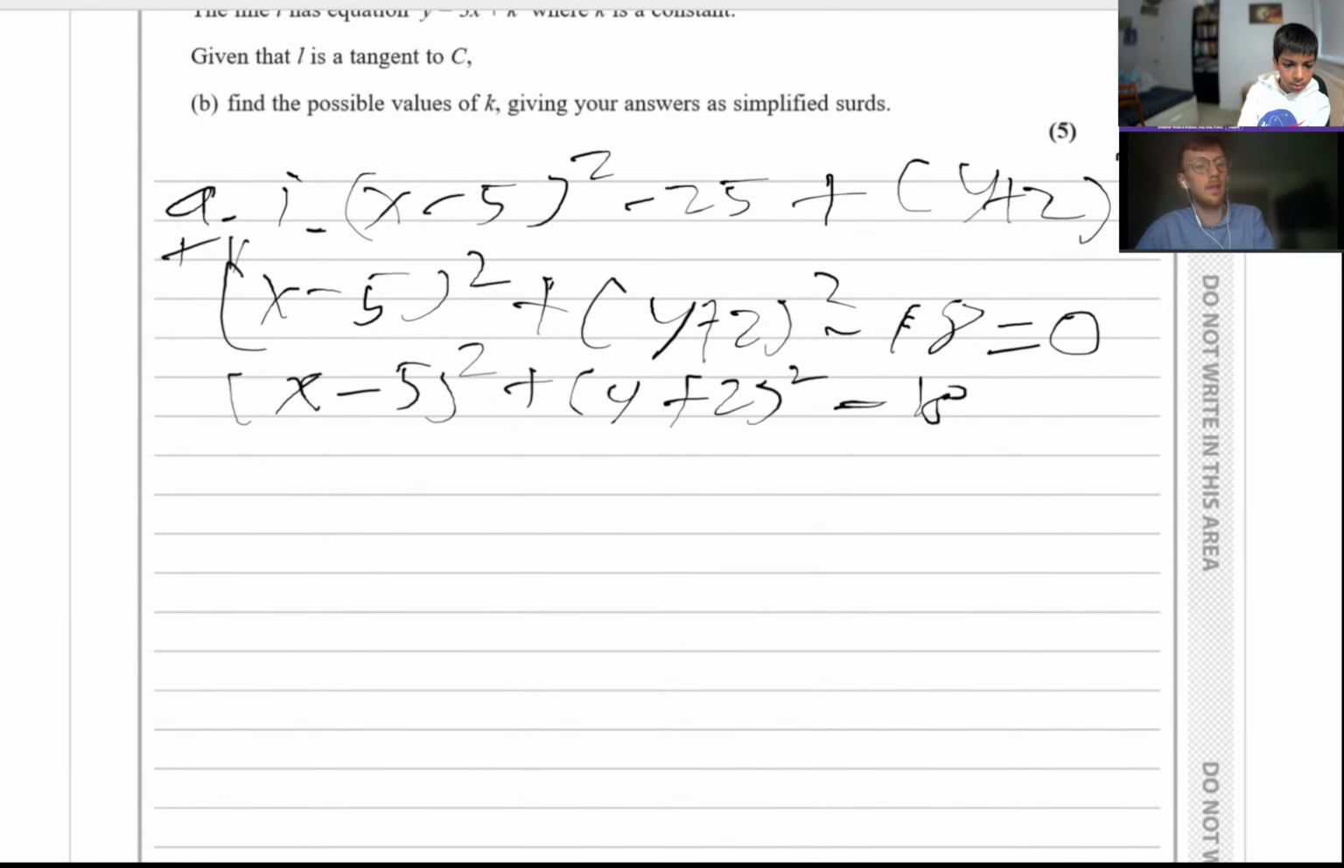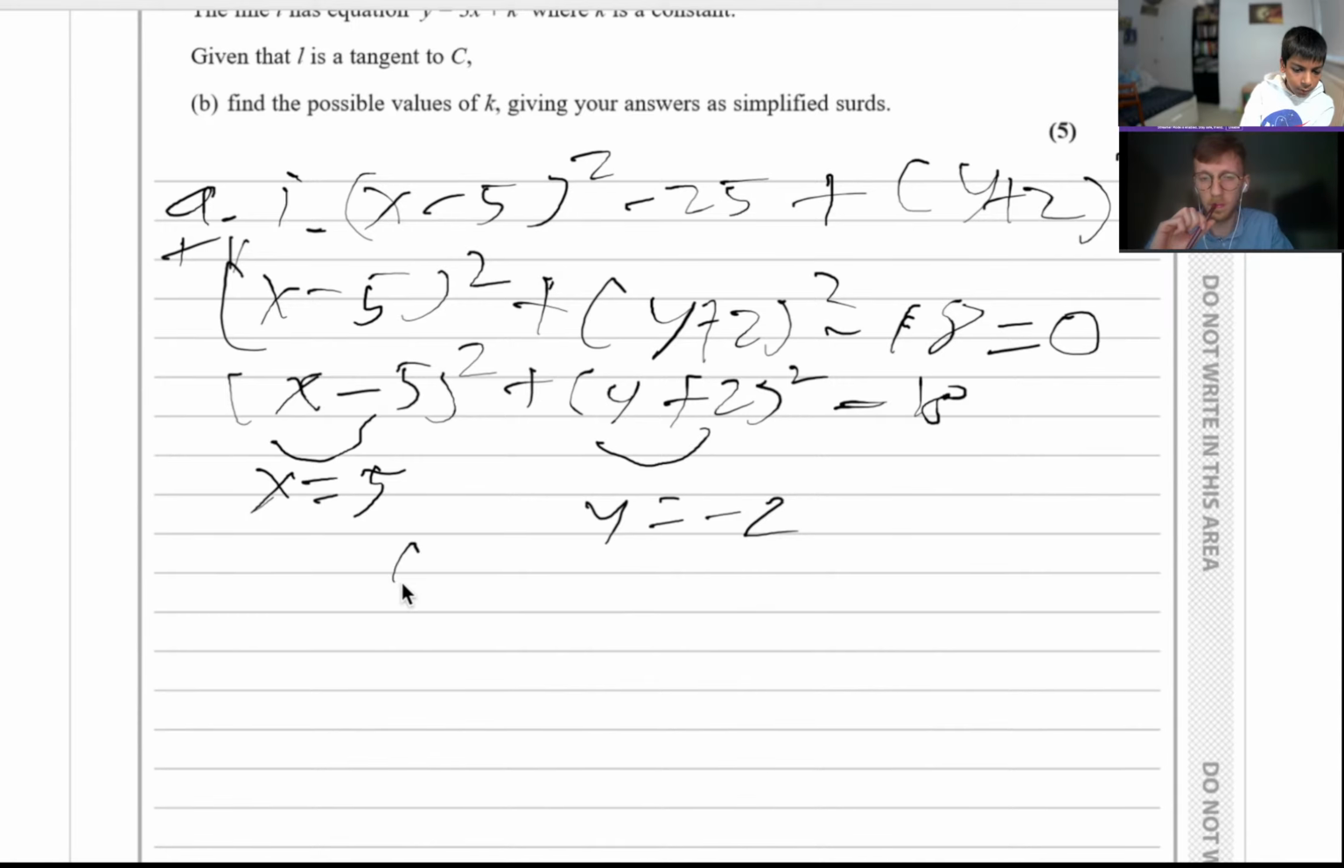Good, so now we've got it in that form, what can we do? How do we then find the centre and the radius? So the centre is just when the x minus 5 cancels out and the y plus 2 cancels out. And that's when x equals 5 and y is minus 2. So when this equation equals 0, not 18. So, 5. Yeah.